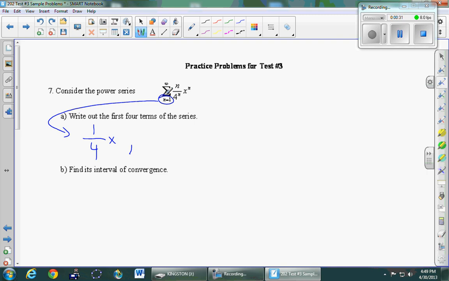Now n is equal to 2, so we get 2 over 4 squared times x to the 2. You can reduce that. Next one, when n is 3, 3 over 4 cubed, x to the 3, and then finally 4 over 4 to the 4th, x to the 4. So those are the first 4 terms of the series.